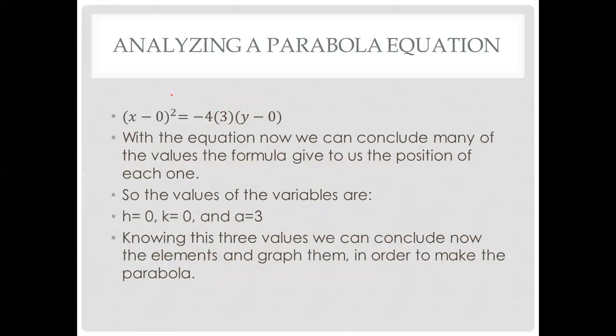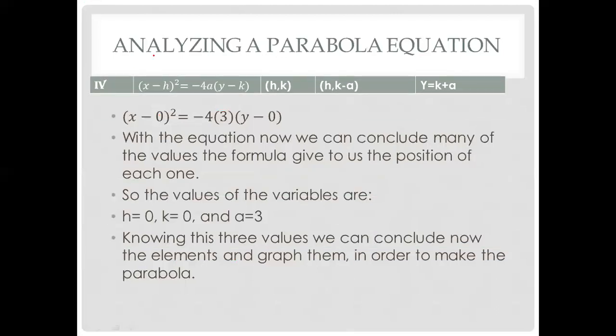So knowing this, with the equation, we can conclude many of the values in the formula, and this will give us the position of each one. I mean, those values are related with a specific position. If you remember, the letter that goes in here was H. If I'm wrong, here it is. H, the value that goes in here, that's 0, is K. The value that goes in here is A. So we can conclude now that the values of H and K are 0, and the value of A is 3.